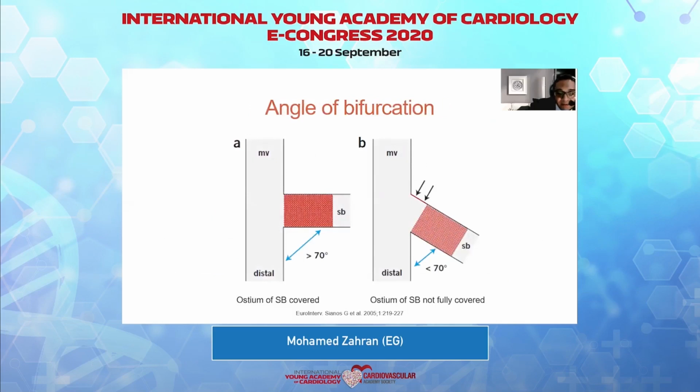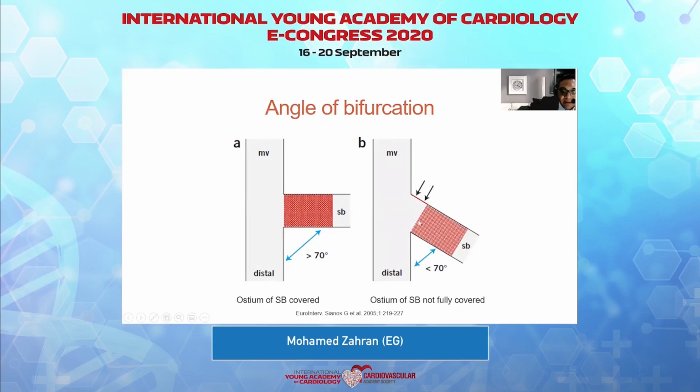And the angle of bifurcation is important because if you put a side branch stent and you try to adjust it exactly at the ostium, if the angle is more than 70 degrees, the upper lip and the lower lip of the bifurcation, as you can see here with my mouse, are more or less aligned on one single line. So if you put a stent which looks like a rectangle or a cuboid, the stent will actually cover both of those ostiums since they are at one line.